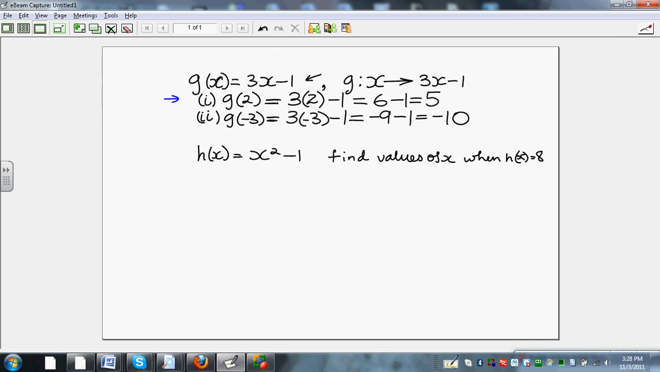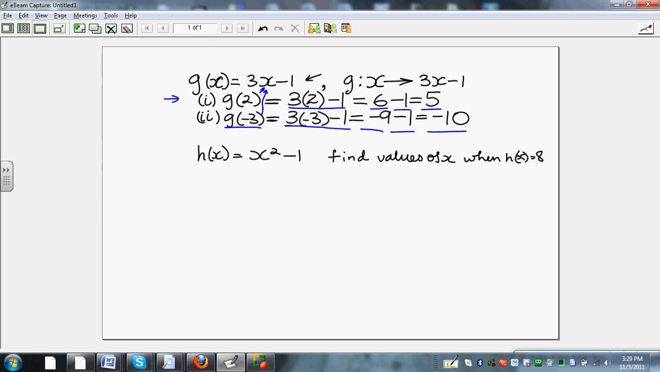Just to quickly go over this, we had to find g of 2, and it meant that we took 2 and replaced x by the 2. So it became 3 multiplied by 2 minus 1, and that became 6 minus 1, which worked out to be 5. And when we had to do g of minus 3, we substituted minus 3 for x. So we got 3 multiplied by minus 3, minus 1, which was minus 9 minus 1, which worked out to be minus 10. That's because the recording didn't have the audio when I was doing it, so I just did it for the benefit.